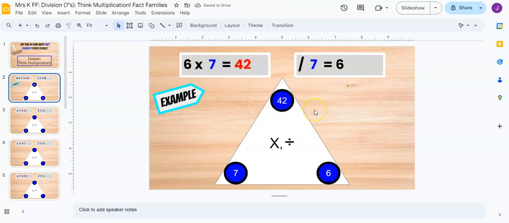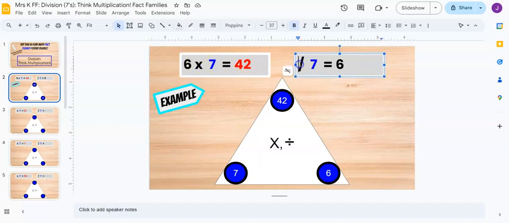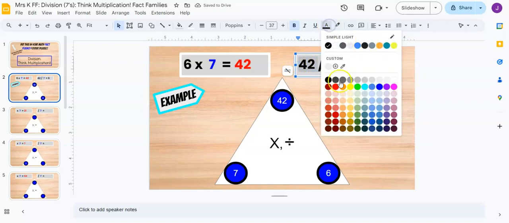Now, for the last part of this slide, I am going to move on to this other square here. Looking back at the triangle, I know that 7 times 6 is 42. So what divided by 7 would equal 6? So to get that number, I'm going to look back here. I can even look back to what that product was when I multiplied the numbers together, 6 and 7. I got 42. So when I go here, I'm going to put 42 divided by 7 equals 6.